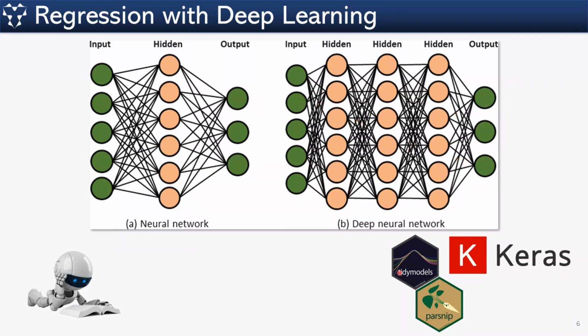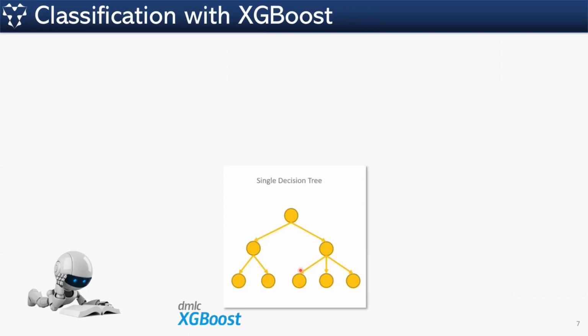And for this, you're going to be using the libraries Tidymodels, Parsnip, and Keras in R, and also the net. And for the classification, you're going to be using XGBoost for the gradient boosting. So the idea of XGBoost is that it's an ensemble classifier that combines several decision trees. And a decision tree is something like that.